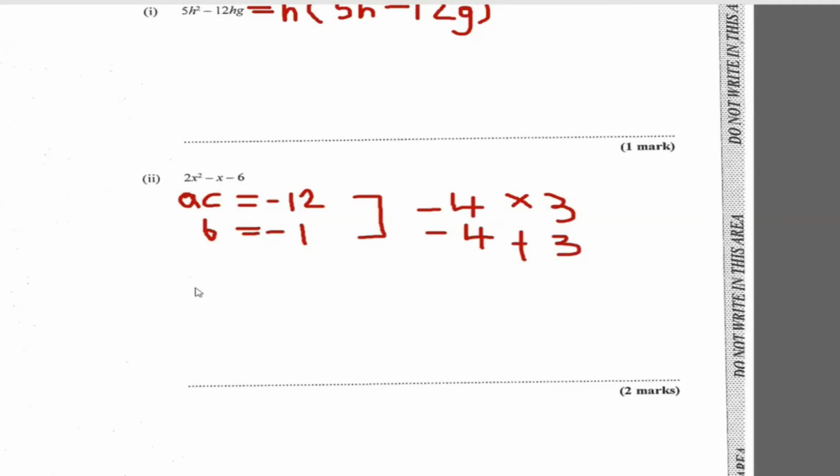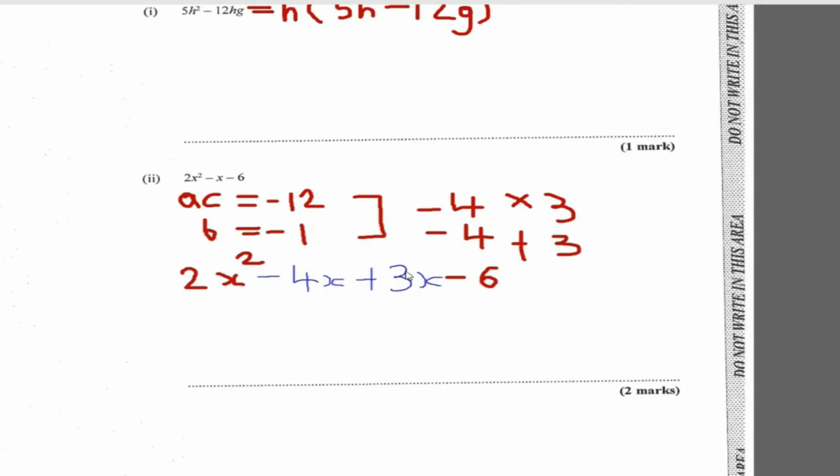To factorize this expression, we're going to rewrite the middle term minus x as minus 4x plus 3x. That is what we do. We change it to minus 4x plus 3x, and then we have minus 6. Now we've converted it from 3 terms to 4 terms.